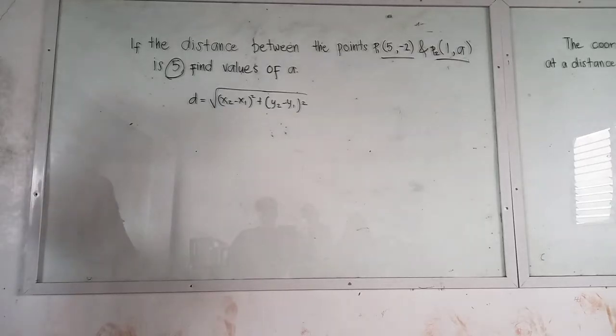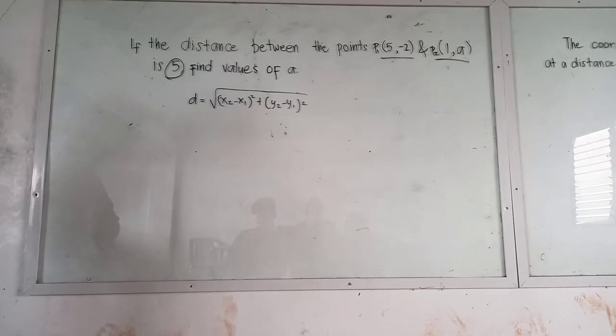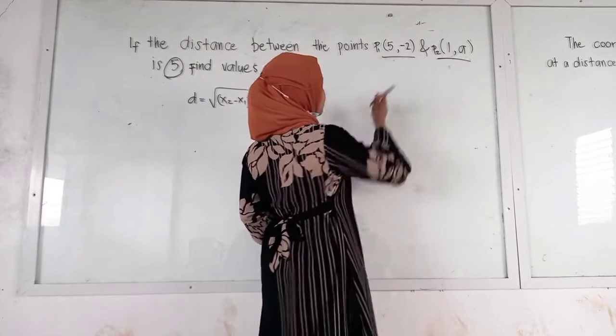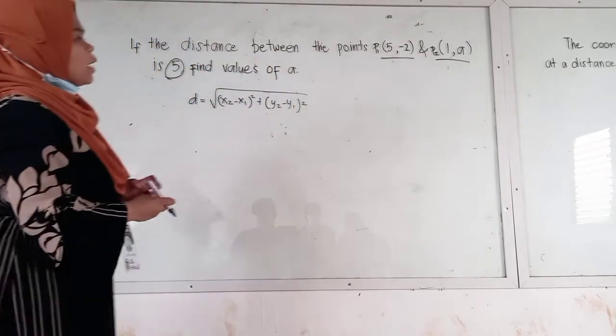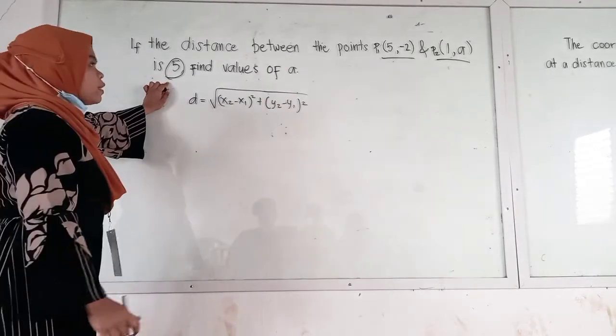So let us solve this problem involving the distance formula. We are instructed to find the value of A given the two points P1 (5, -2) and P2 (1, A), given the distance 5. So how can we find the value of A?